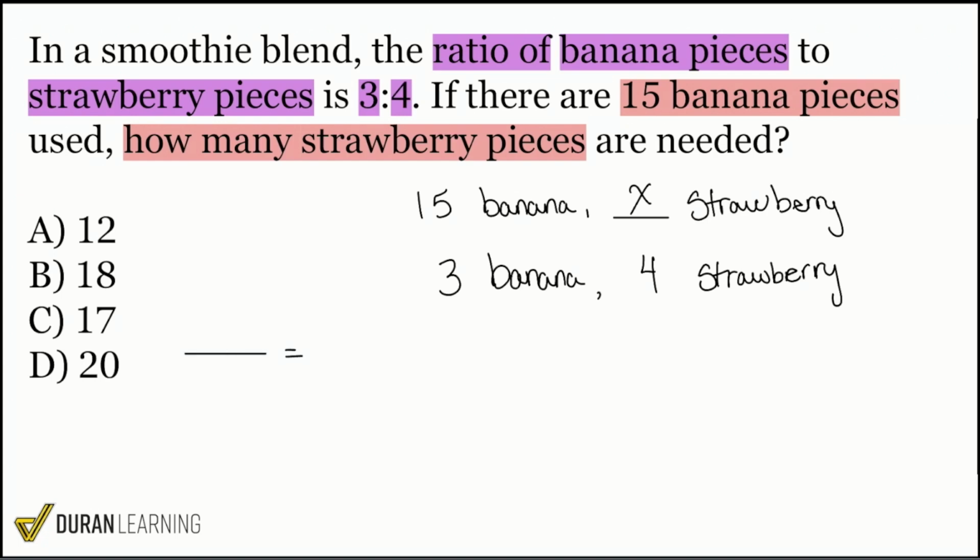So here's my proportion setup. Fraction equals fraction. I'll compare bananas up top and strawberries on the bottom. So that means banana 15, strawberry x. Banana 3, strawberry 4. Everybody, is my setup appropriate? Is it done correctly? Sweet. Sounds good. So now let's go ahead and finish the problem off.